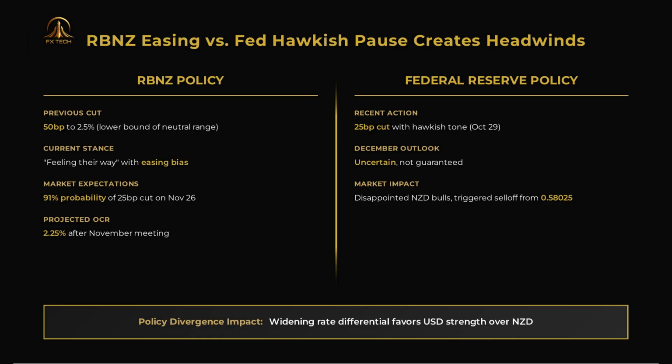the OCR to 2.25%. On the other side, the Federal Reserve recently delivered a 25 basis point cut, but with a hawkish tone. The outlook for a December rate cut is uncertain and not guaranteed. This disappointed NZD bulls and triggered a sell-off from the 0.58025 high. The policy divergence impact is clear. The widening rate differential favors USD strength over NZD. This fundamental backdrop creates persistent headwinds for the New Zealand dollar.